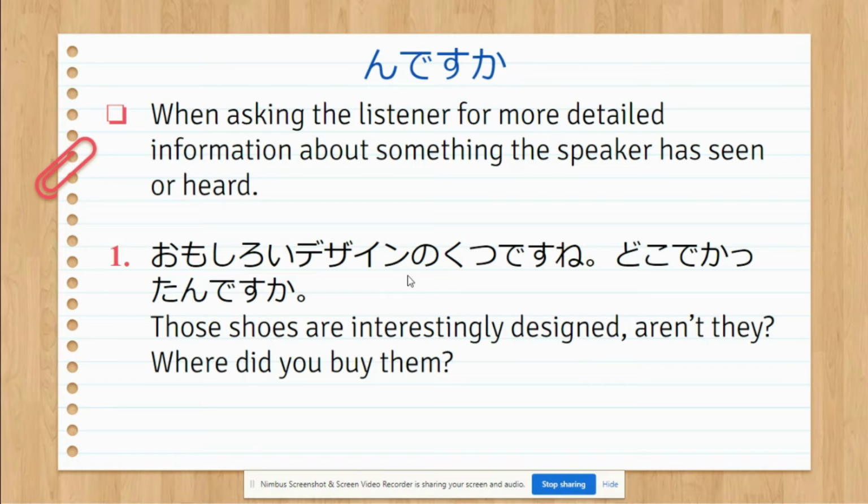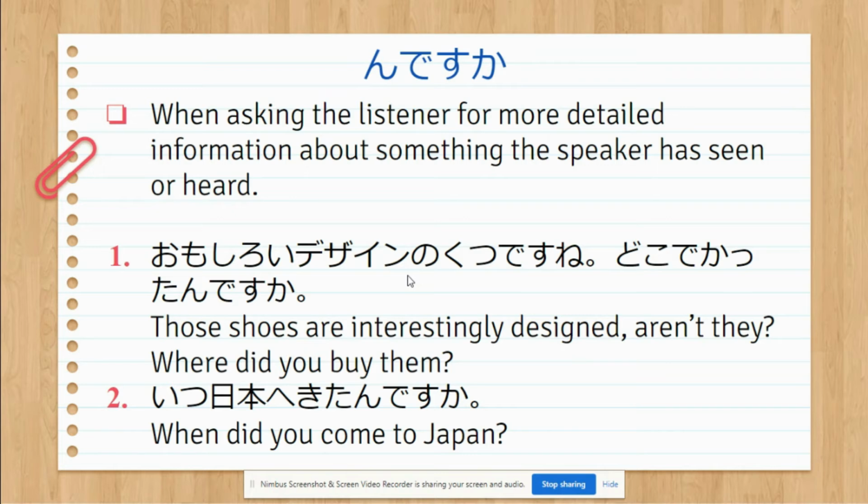So, not just to confirm your guess, but also to ask for more information for something you have seen or heard. For example, Itsu nihon e kitan desu ka? When did you come to Japan?